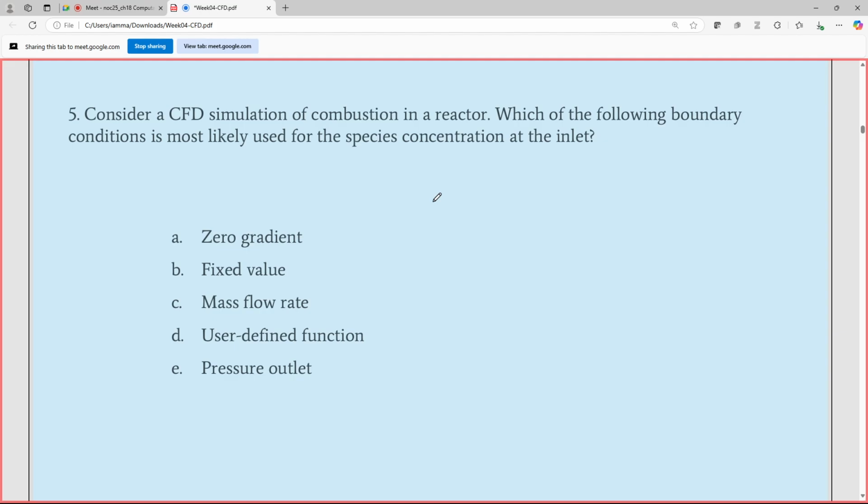Consider a CFD simulation of combustion in a reactor. Which of the following boundary conditions is most likely used for species concentration at the inlet? So, in the case of a combustion reaction, which of the following boundary conditions is most likely used for the species concentration at the inlet? Option A, zero gradient. Option B, fixed value. Option C, mass flow rate. Option D, user defined function. Option E, pressure outlet.